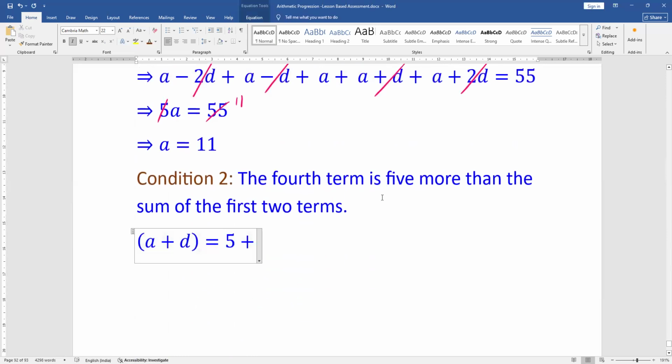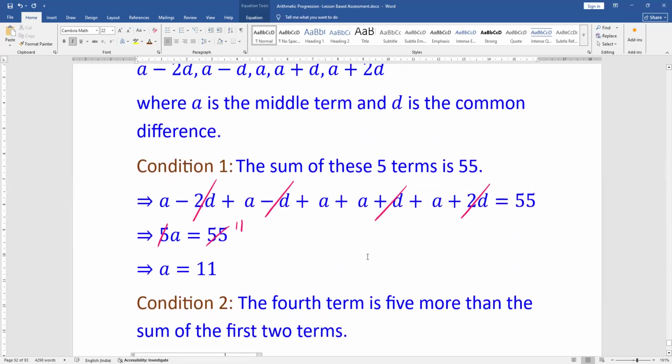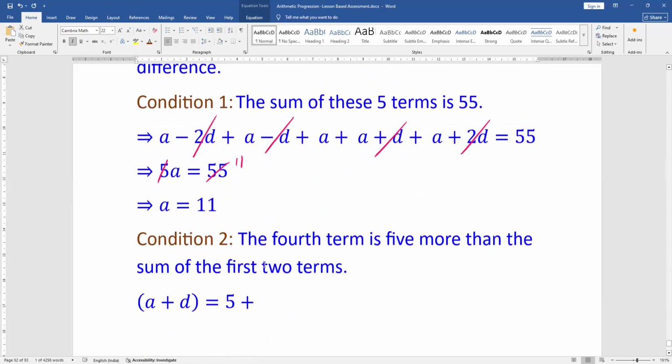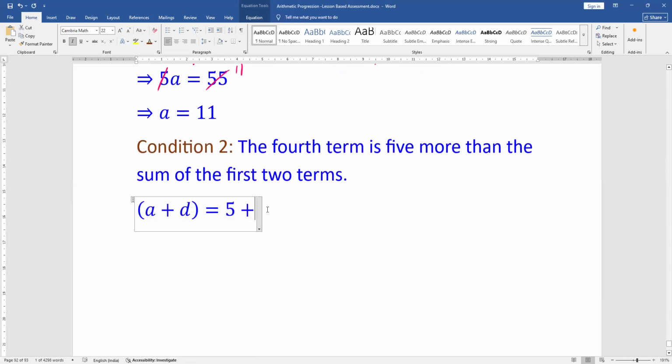So here the fourth term is 5 more than the sum of the first two terms. The first two terms are a minus 2d and a minus d. So we write out a minus 2d, let me put it in brackets, and then plus another term, a minus d.